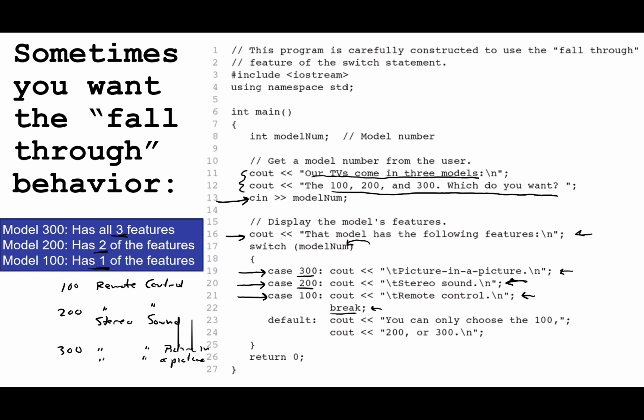If they don't enter any of those models, it's just going to go to the default and say you can only choose 100, 200, or 300. So basically, if they enter something that isn't a valid option, it's just going to tell them what the valid options are.